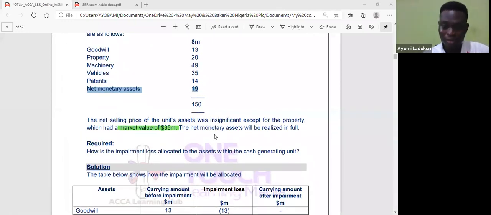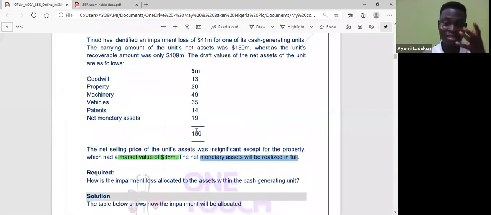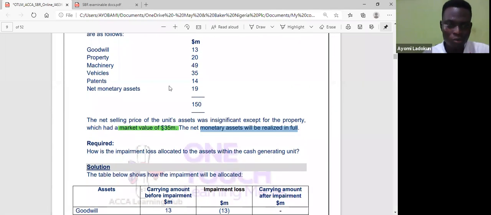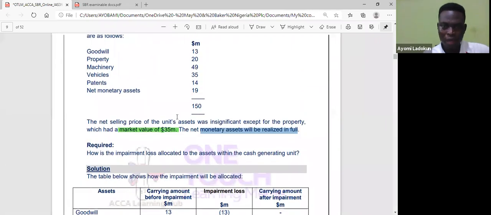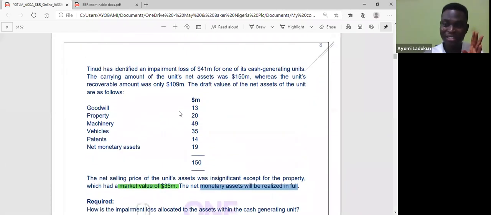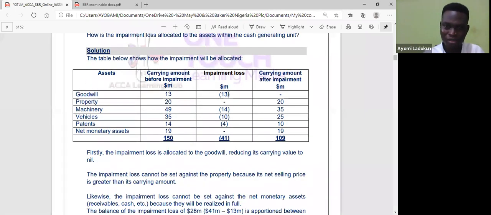So you won't impair these, even if this statement is not there, you apply IFRS 9. This is IAS 36, which deals with non-current assets. Now I have my 41, and I go to step 2. I reduce goodwill to 0, 13. Did you see that? That's the amount after impairment. Nothing was allocated to property, and the same with net monetary assets.